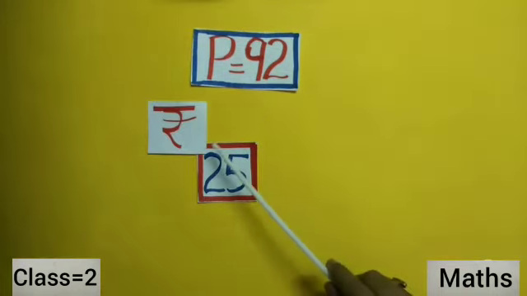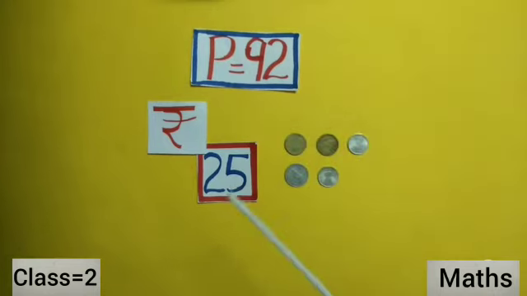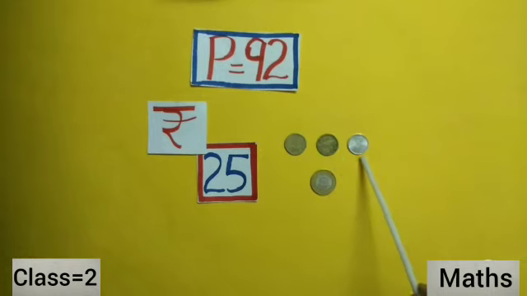Dear children, in this question, we have to draw the different coins equal to the given money. Here rupees 25 are given and we have to draw the various coins. We will draw 5 coins of rupee 5 equal to 25. We can do it in another way also, dear students. We can draw 3 coins of 5 and 1 coin of rupee 10, 15, 25.